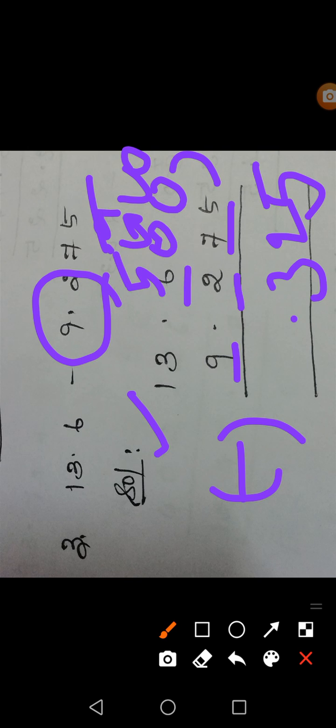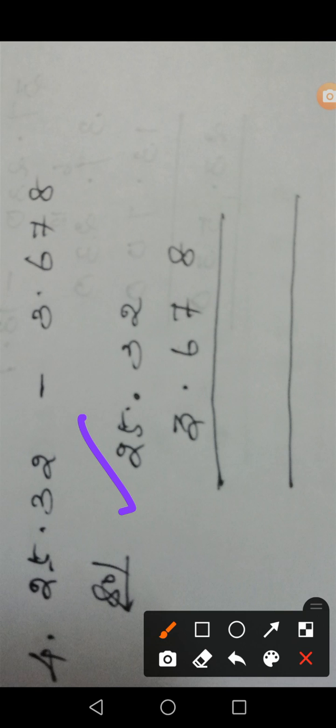Then 3 minus 9 is impossible. You consider 13. 13 minus 9 is 4. So we get 4.325. That is the solution. Then one more question: 25.32 subtracted 3.678. As before, we write the first number first.